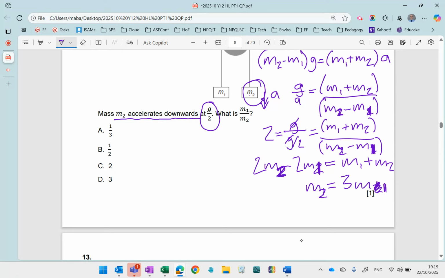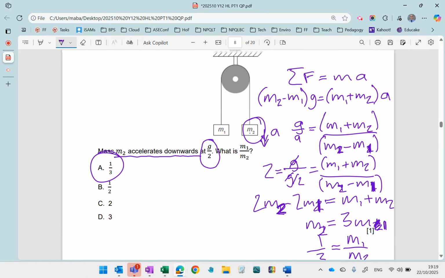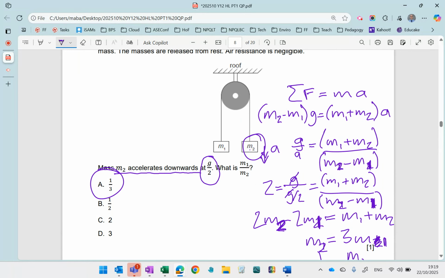My mistake. So if you do M1 over M2 on this side, then you've got 1 over 3 on that side. So there we go, we've got the answer as A. And that's the short way of doing it. The long way of doing it is actually treating each of these bodies separately.